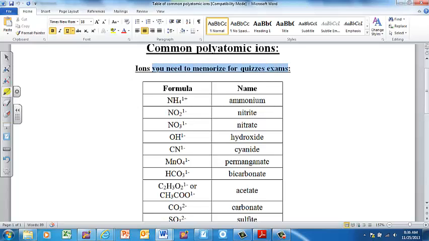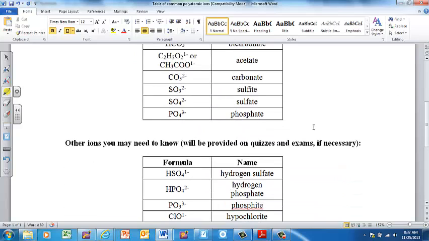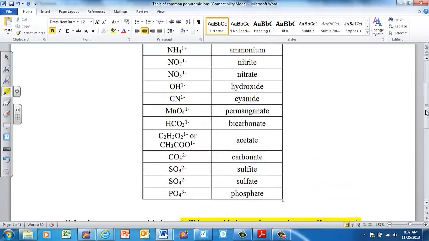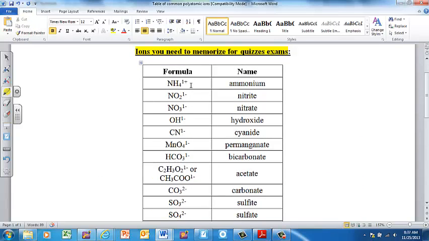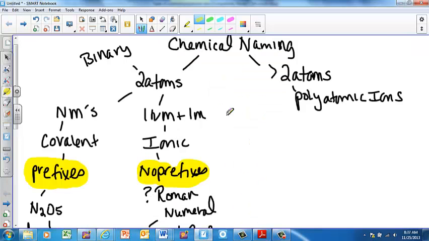They are separated into 2 groups. Ions you need to memorize for quizzes and exams. Okay, you will not have access to these on the Unit 6 test as well as the final exam. And then ones that are not as common that will always be provided for you. Okay, and essentially what these guys are is a combination of atoms that when they settle together they have a charge. So for example, the ammonium ion is 1 nitrogen and 4 hydrogens that when they're covalently bonded together, overall they have a 1 plus charge.